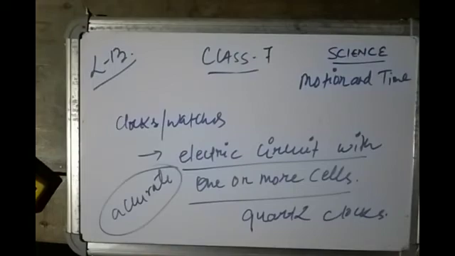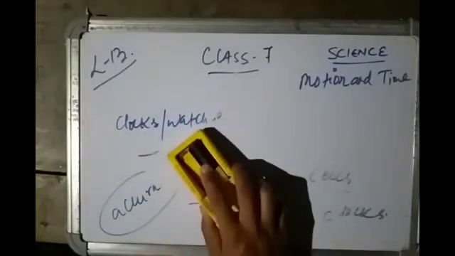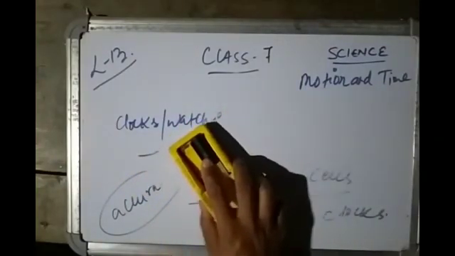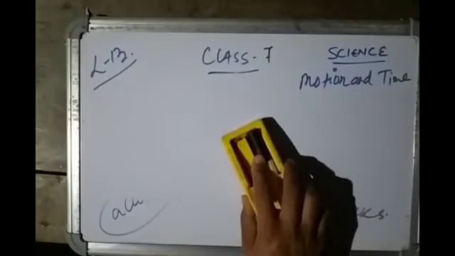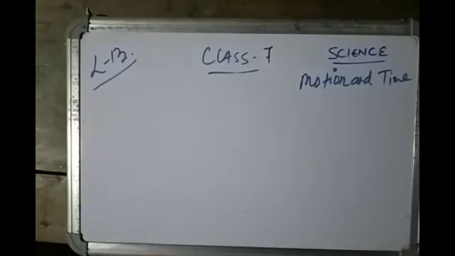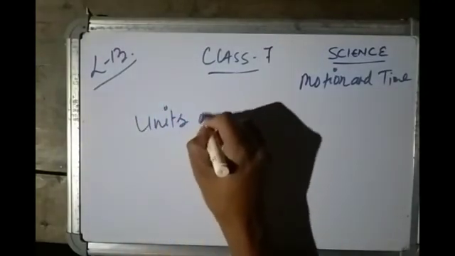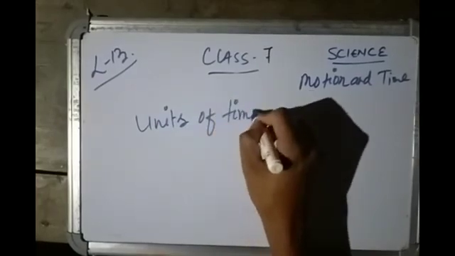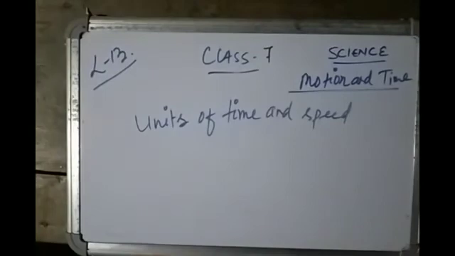So now what would be the last topic of today's lesson? The last topic of today's lesson is units of time and speed. Units of time and speed is the last topic. The basic unit of time.